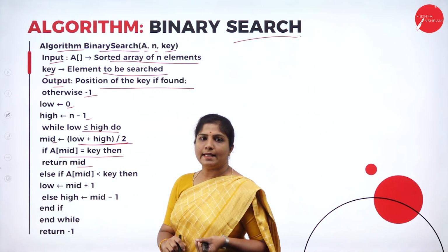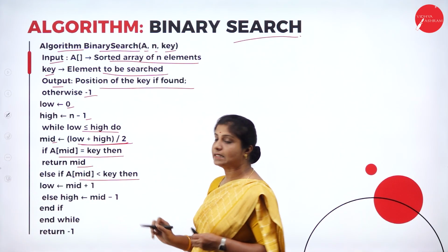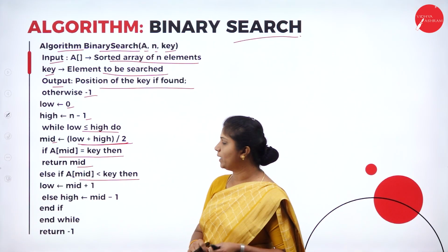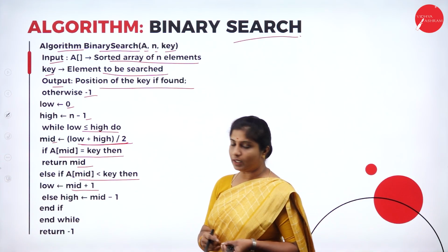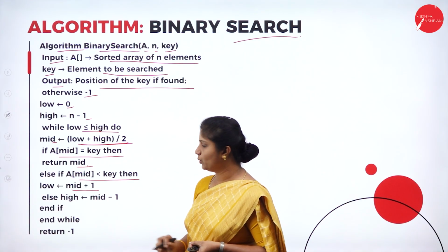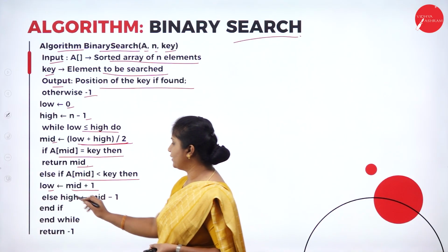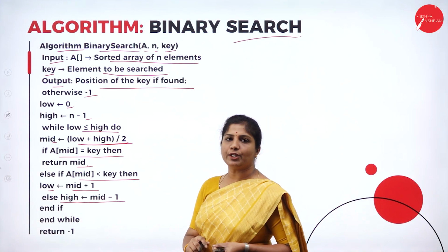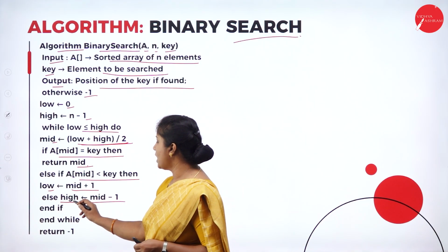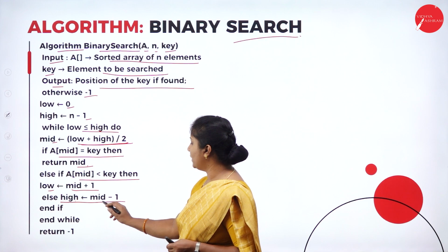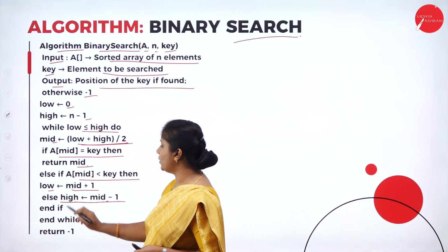Next, if the element is not found at mid, you check else if A of mid is less than the key element. If it is less than, you set low to mid plus 1. You add 1 to whatever you got for the mid value, and set that value to low. Otherwise, if it is greater, you set mid minus 1 to high. Whatever mid value you have got, you decrement by 1, that is mid minus 1, and set this value to high.